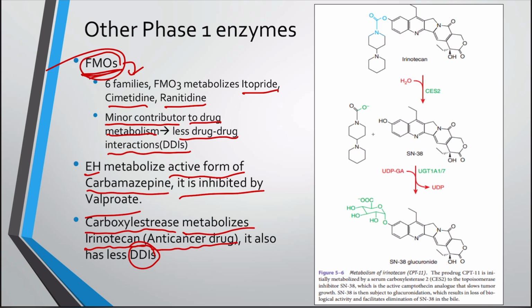In this diagram you can see that irinotecan is converted into SN38. SN38 is basically the active form of irinotecan, and finally it gets metabolized with the help of the enzyme UGT1A1/7. So glucuronidation occurs, which converts it into SN38 glucuronide, which is the inactive form, and as a result it facilitates the elimination of this via bile.